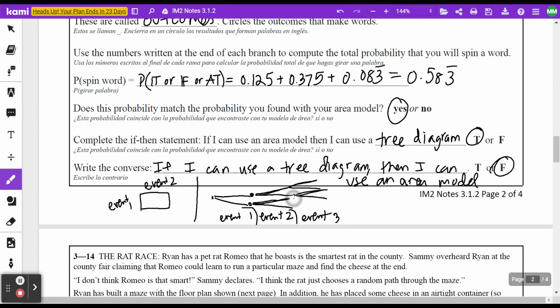So the area model has the benefit of being nice to look at, but it has this limitation in that you are limited to 2 combined events. Whereas for a tree diagram, generally they're not that great to look at, especially if they're big, but you're not limited to just 2 events. You can do n events.